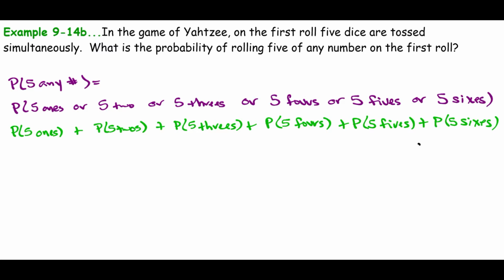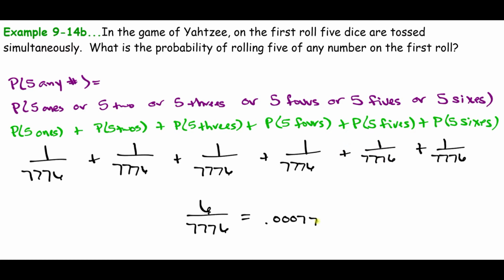We know the probability of 5 6s because we just calculated that, and that was 1 over 7,776. The probability of 5 5s or 5 4s or 5 3s or 5 2s or 5 1s is going to be the same because the probability of any number is the same, so we can fill all of these in. If we add those up, we're going to get 6 over 7,776, which is approximately 0.00077.